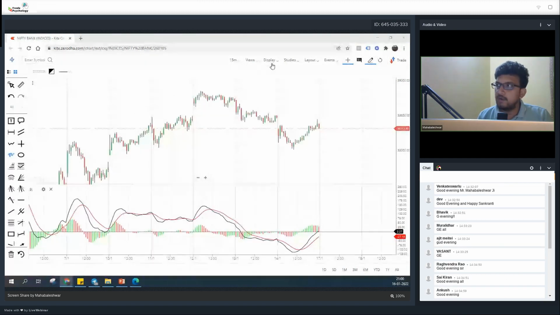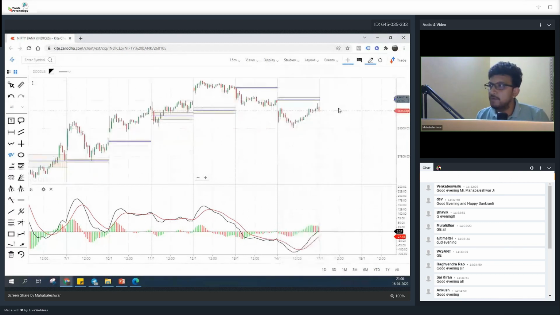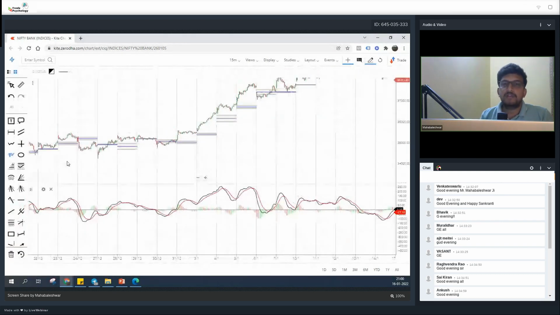The another indicator what we use is the CPR. CPR is also a very good indicator. There are different kinds of CPR. Usually there are different strategies which is related to CPR. But we go with a simple concept. If it is wide, it is wide CPR. If it is narrow, it's a narrow CPR.